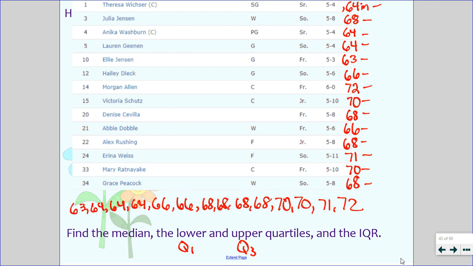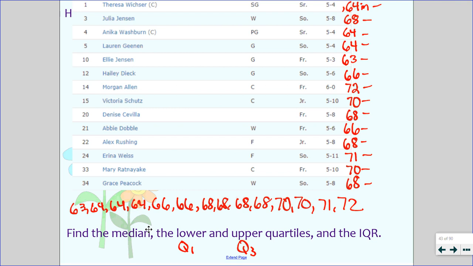Okay, I think I got them all, but I'm going to go ahead and count the players. There's 1, 2, 3, 4, 5, 6, 7, 8, 9, 10, 11, 12, 13, 14 players, and I'm going to count to see if I have the same number of data points. 1, 2, 3, 4, 5, 6, 7, 8, 9, 10, 11, 12, 13, 14. All right, I have 14 data points.